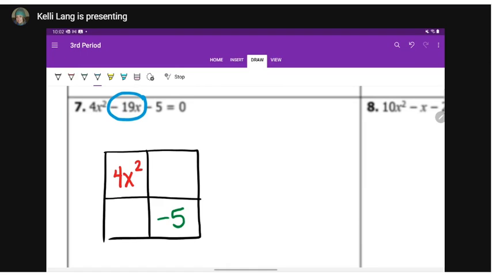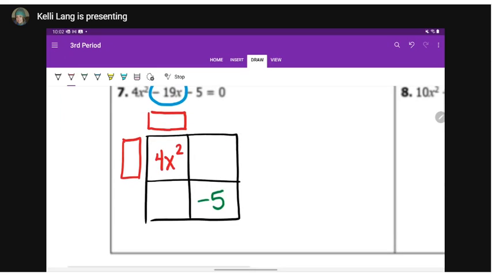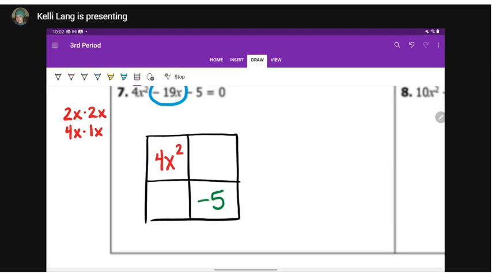So think about this for just a moment. If we need two things that multiply together to give us 4x squared, what are our options? Can I get a volunteer to tell me just two things that multiply together to give me 4x squared? Grace? Great. So Grace identified both options. We could have 2x times 2x or 4x times 1x, which means we can't just automatically fill in those two blanks. We're going to have to think this through.